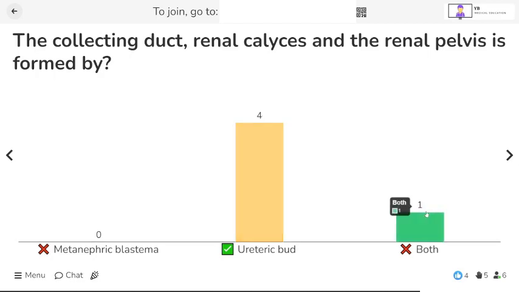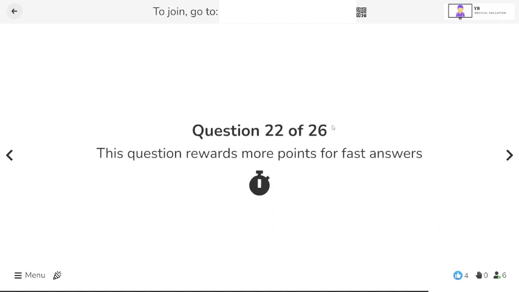Okay, let's see the answers. Ureteric bud. Somebody picked both. No, the metanephric blastema, like I said, gives rise to the glomerulus, proximal convoluted tubule, loop of Henle descending and ascending, and then the distal convoluted tubule. It stops at the distal convoluted tubule. And then the ureteric bud starts by making the collecting duct, renal calyces, and the renal pelvis.